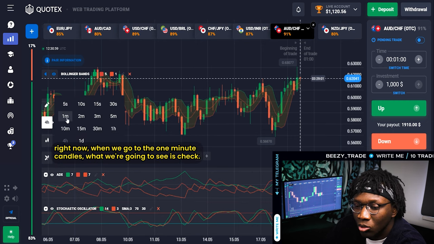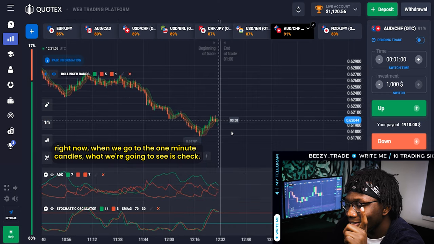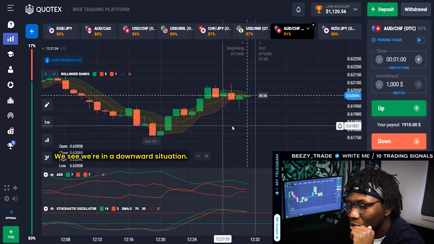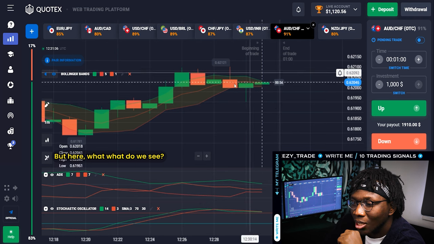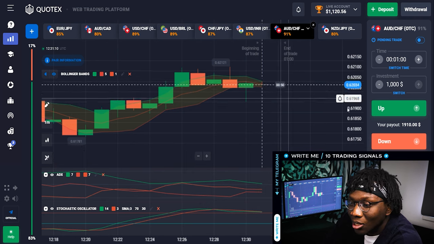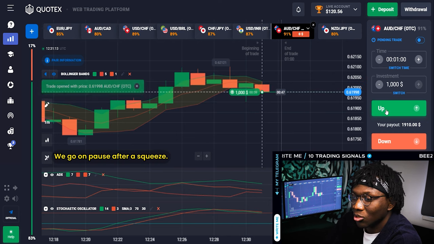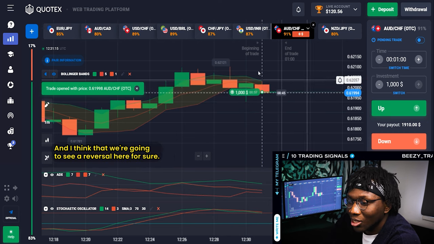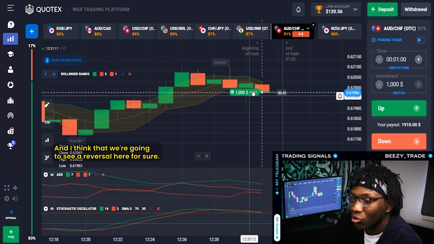So right now when we go to the 1 minute candles, what we're gonna see is, check, we're in a downward situation, but here what do we see? We see, what's this, a squeeze. And after a squeeze, what happens? We go upwards after a squeeze. So we'll enter that trade right there. And I think that we're gonna see a reversal here for sure.